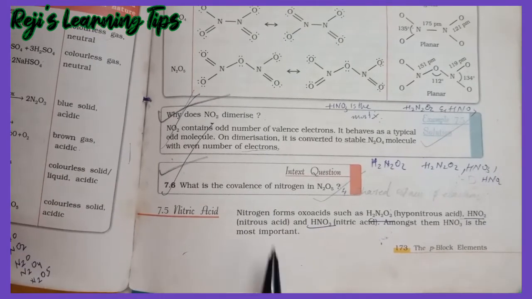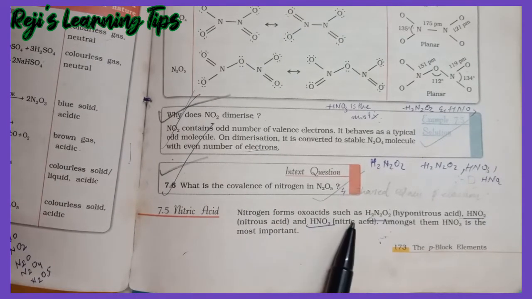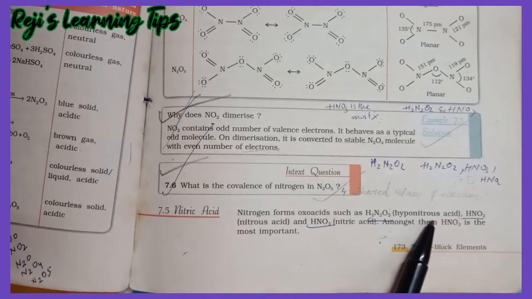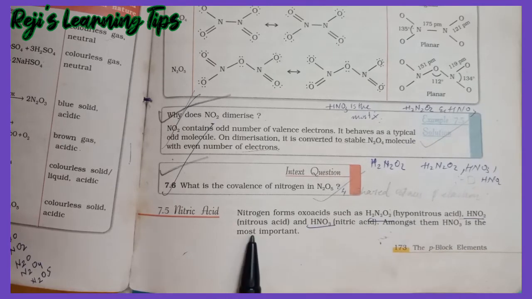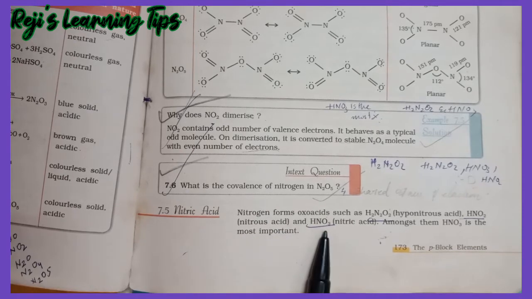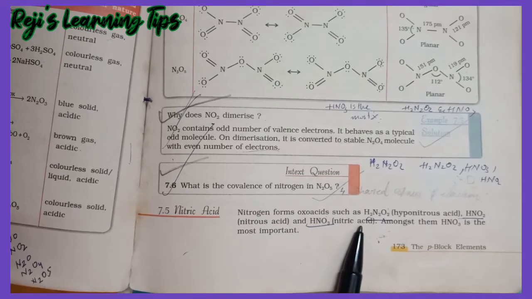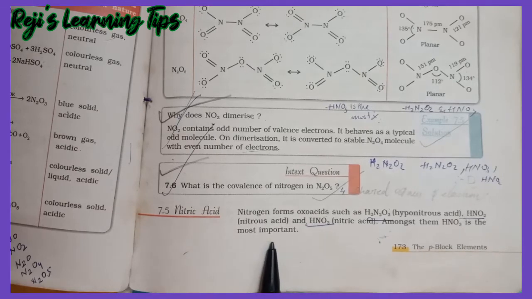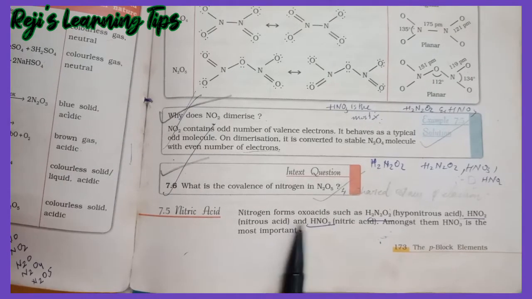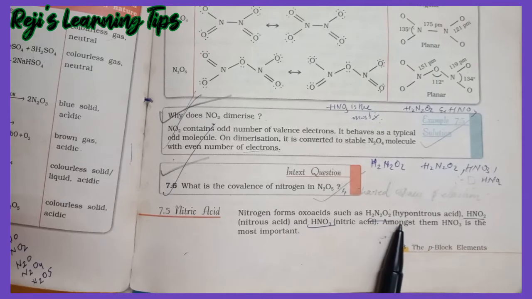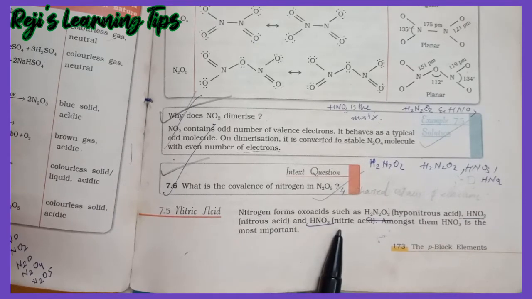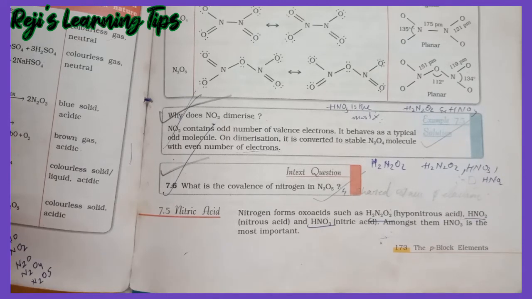Nitric acid. Nitrogen forms oxoacids such as H2N2O2, that is known as hyponitrous acid, HNO2, that is nitrous acid, and HNO3, that is nitric acid. Amongst them, nitric acid is the most important.